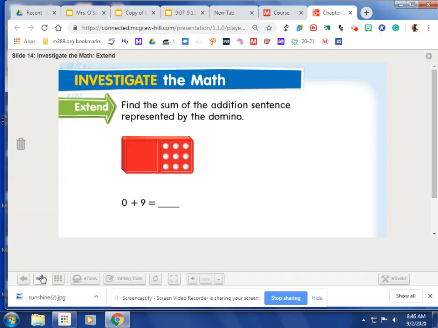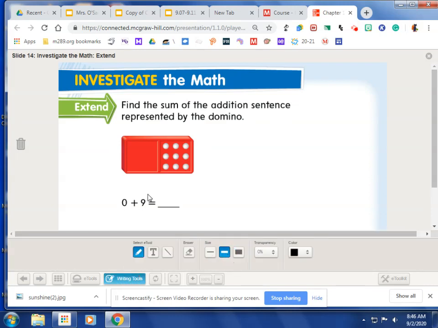All right. Now, it says find the sum of the addition sentence represented by this domino. And if I look at this domino, it does have how many on the side? 0, right? And do you see how they put the 0 right here? Okay? So this box has 0. But this box has a lot, and they say it has 9. Let's go count and make sure. 1, 2, 3, 4, 5, 6, 7, 8, 9.